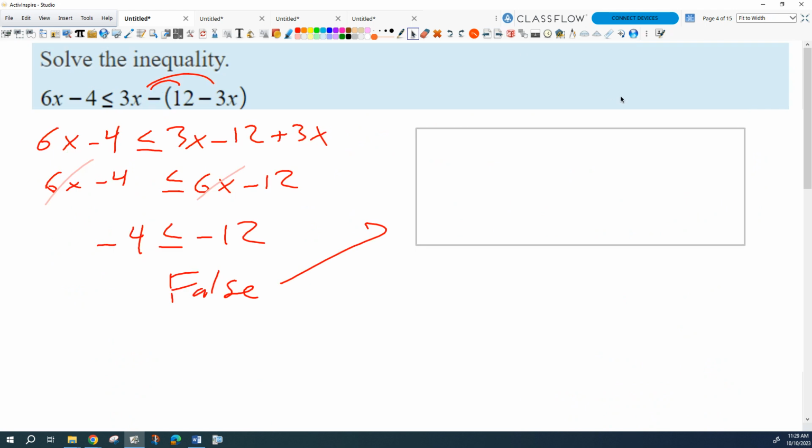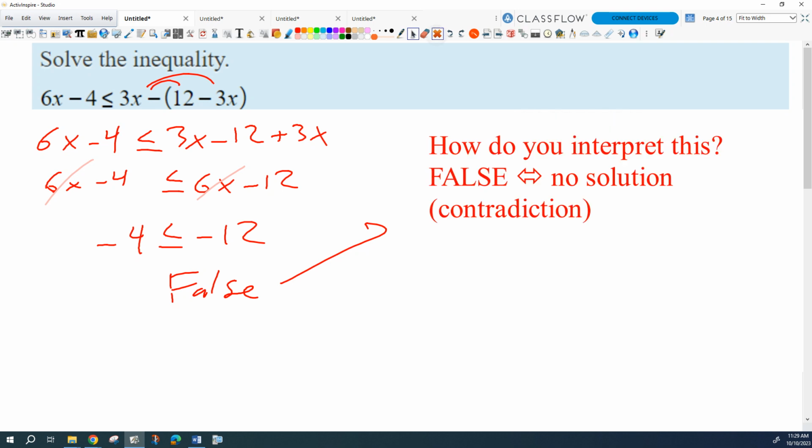So what's that mean? It's a contradiction. There are no solutions. Okay, make sense? All right, have at it. Assignment's up. Go to it.